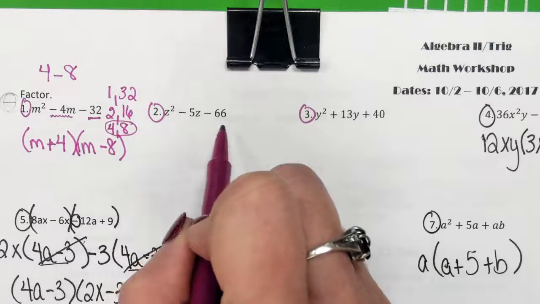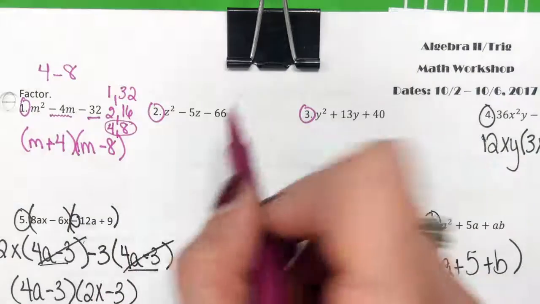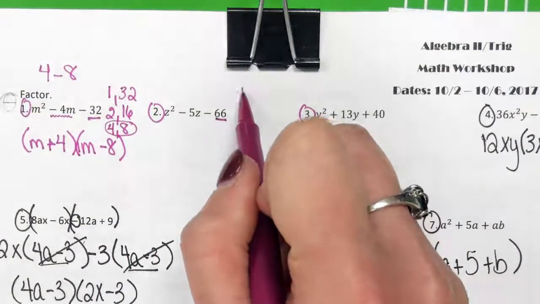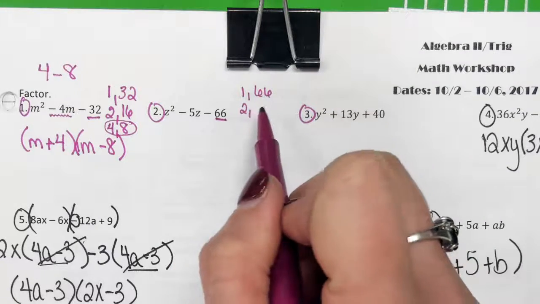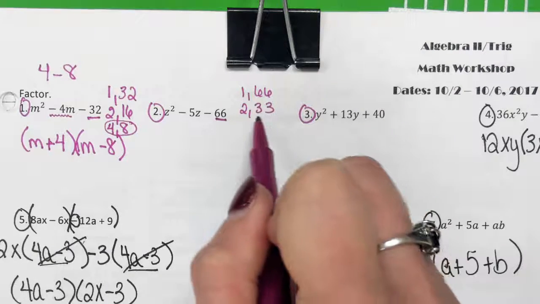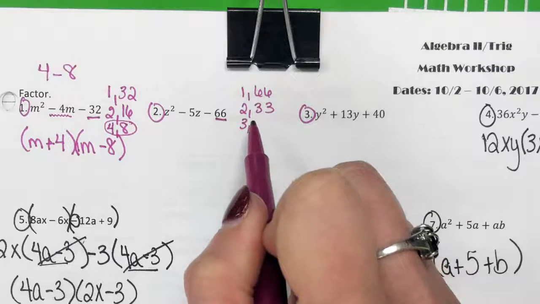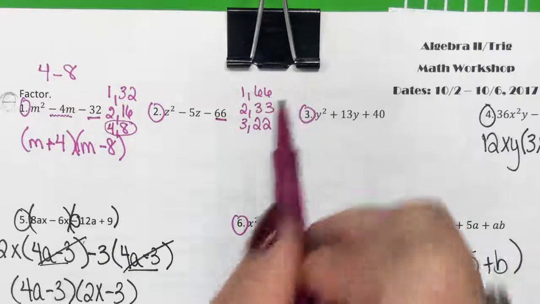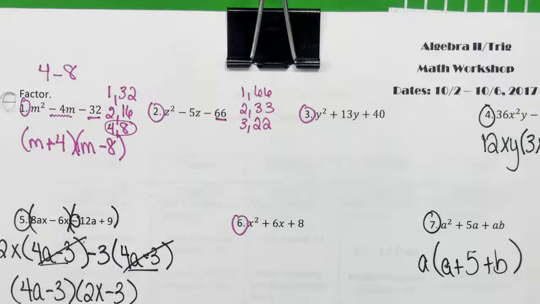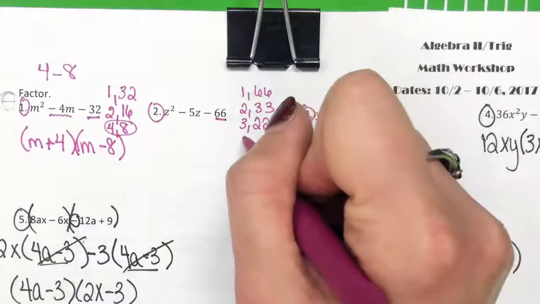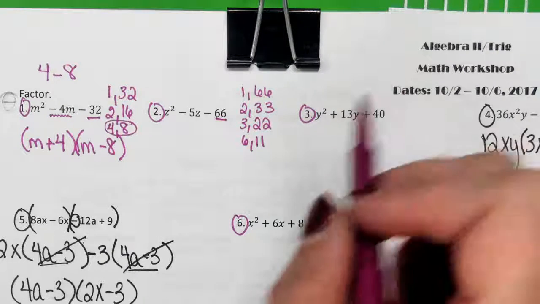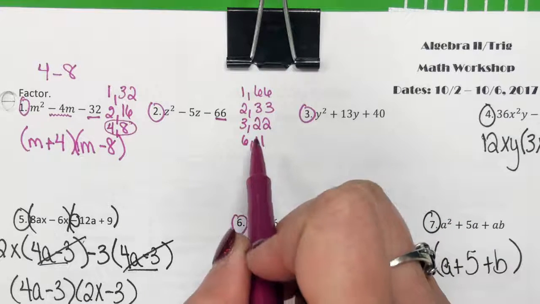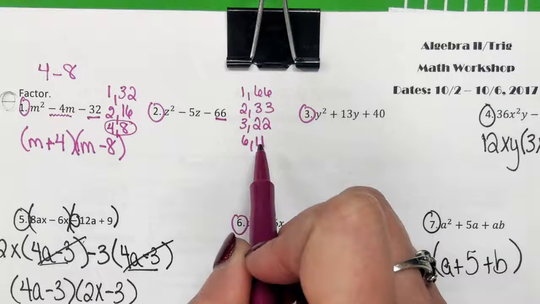Do they have anything in common like the other ones we did yesterday? Nope. So 66, back number. 1 times 66. 2 times what? 33. 3 times what? 22. Does 4 go into it? No. 5. 6. All right, what is it? 11. 7 go into it? 8. 9. 10. And then we already got 11, right? Okay, so we're going to stop once we start repeating numbers.